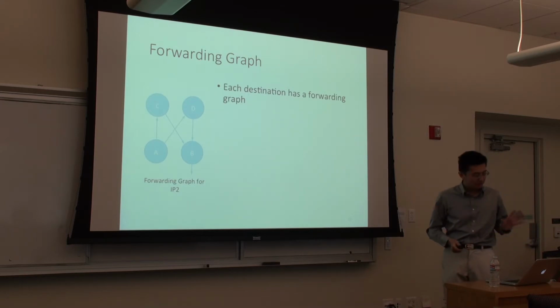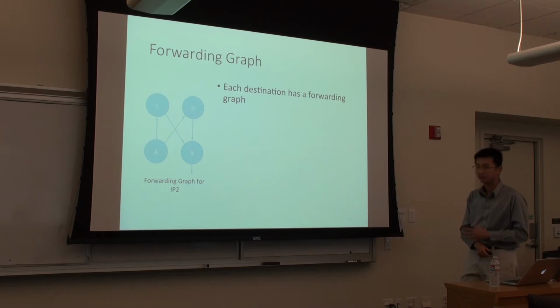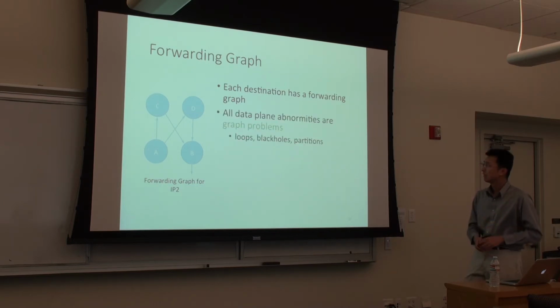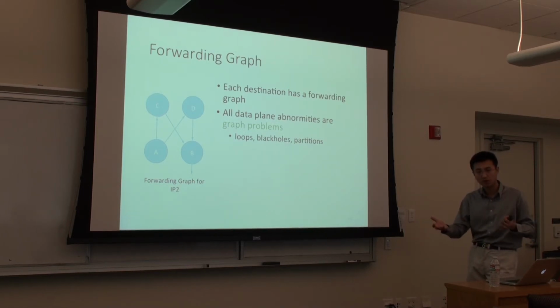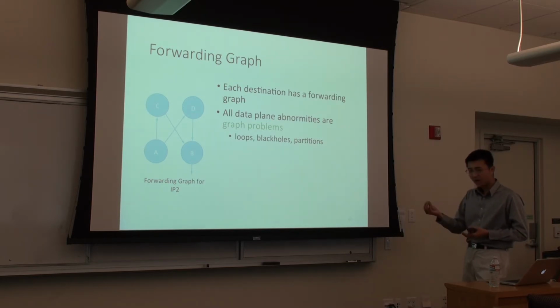There are many good properties of the forwarding graph. First of all, each destination has a forwarding graph, and they are mostly different. Secondly, all data plane abnormalities are just graph problems. For example, a loop in the network is just a loop in one of the forwarding graphs, which is a strongly connected component. And black holes are just nodes with positive in-degree but zero out-degree.